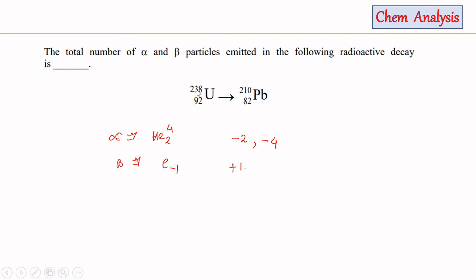So here first of all we have to see the change in the mass number. Here we can see that mass number is decreasing by 28 units, and the mass number is affected by alpha elimination, so we can say that there will be elimination of 7 alpha particles, and for elimination of 7 alpha particles there will be a decrease of 28 in mass number, and similarly there will also be a decrease in atomic number by 14 units, since for each alpha particle there is a decrease of 2 units. That means there will be 14 units decrease in the atomic number.